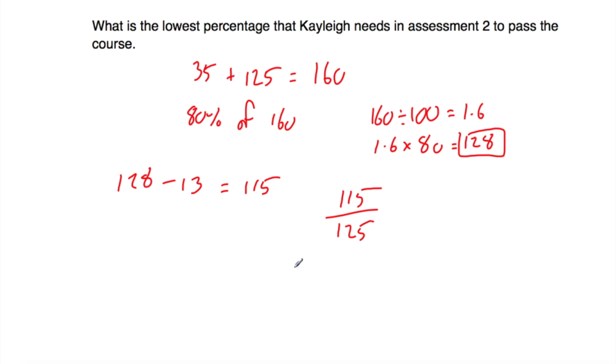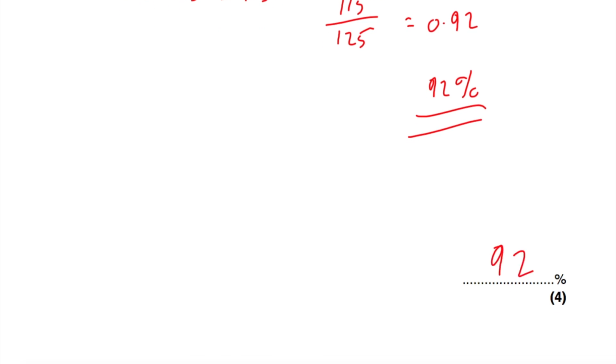So we're going to put that into our calculator, 115 over 125, and as a decimal number, that's equal to 0.92. And then if we times that by 100, 0.92 times 100, that's 92. So that'll be 92%. So that means that Kaylee needs to score at least 92% in assessment 2. Because if she scores 92% in assessment 2, then that means she'd get 115 marks. And when we add that together with the 13 she's already got, that'll give us 128. So what was the lowest percentage Kaylee needs to score in assessment 2 in order to pass the course? She needs to score at least 92%. And that's it.